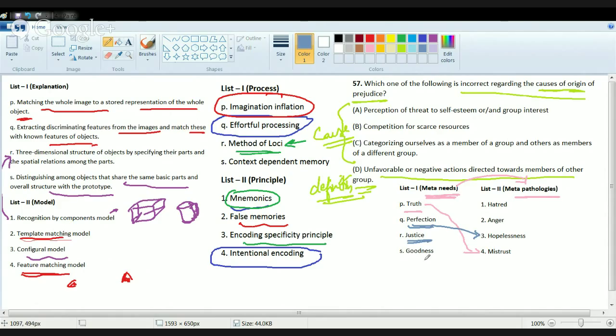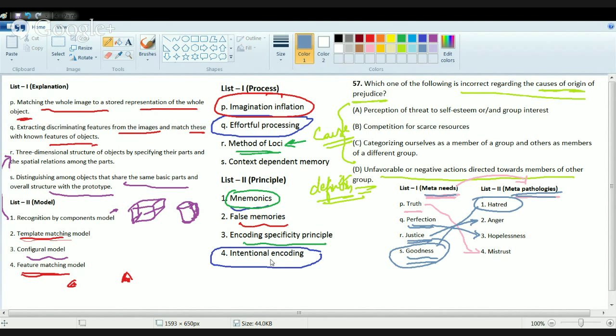Justice. I like to get justice, but if I don't get justice, what would happen? I would become angry. I like to do goodness, and if there is no goodness, if I see some people are very cruel or not doing good, I'll feel hatred towards that sect of people. So these are the ways you relate meta needs, the basic needs that you need, and metapathology, which results when you fail to acquire those needs.